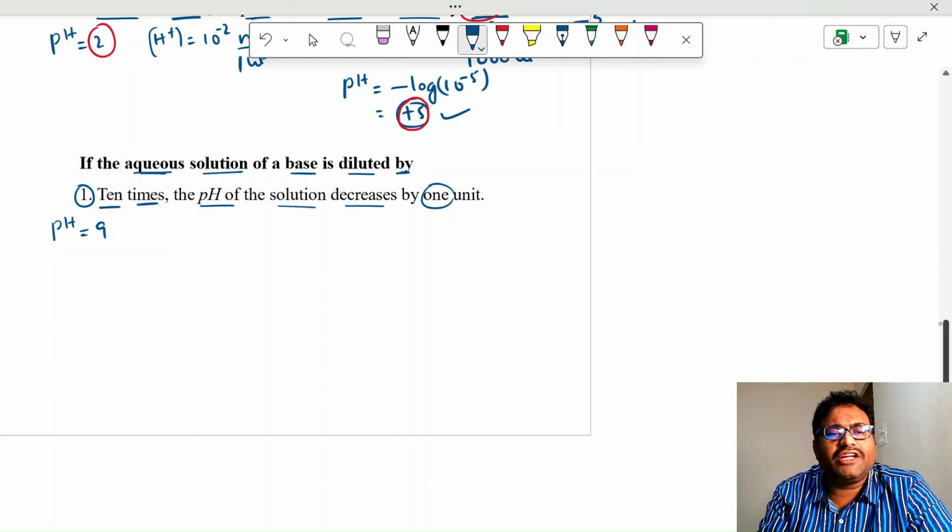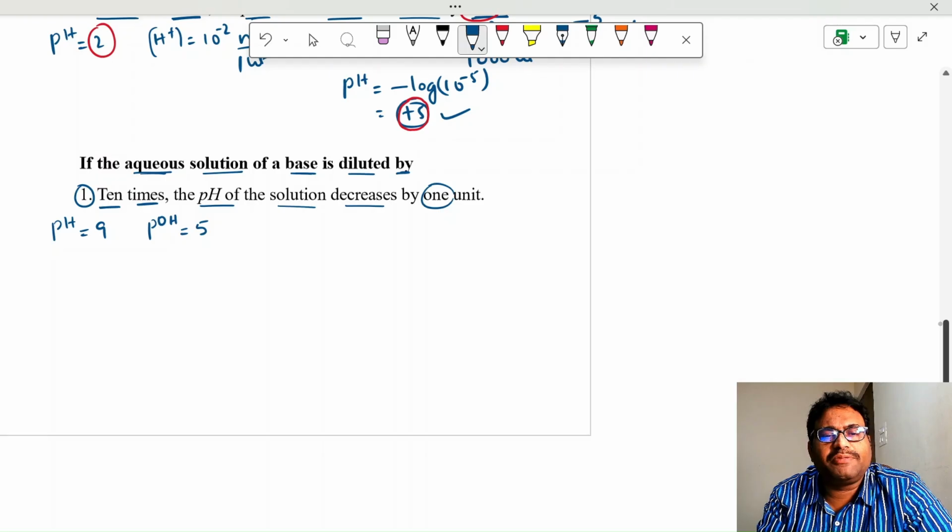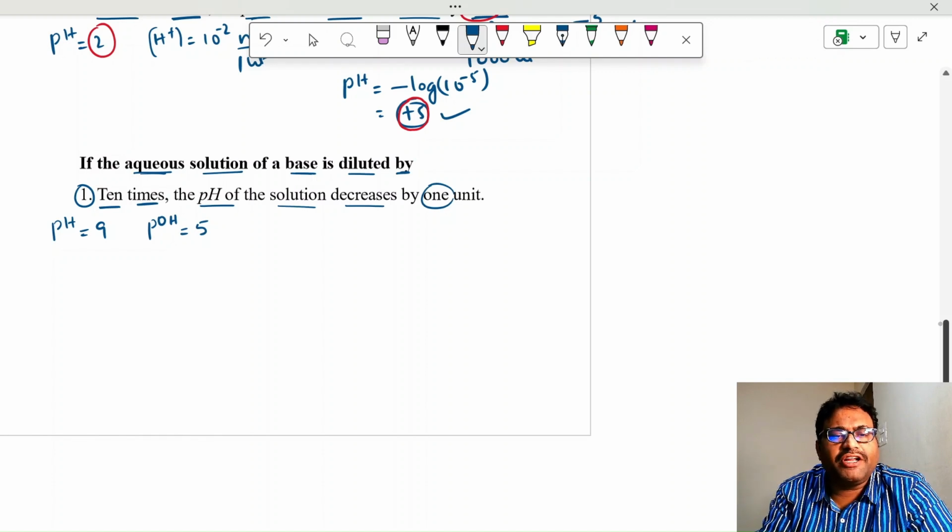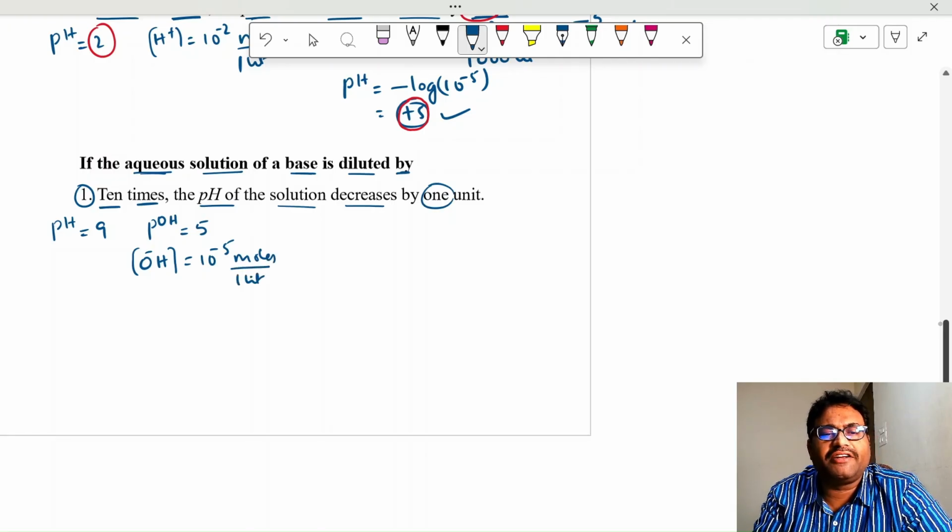For this solution, the corresponding pOH is equal to 5. Why is it 5? Because pH plus pOH at 25 degrees centigrade is equal to 14. 9 plus 5 is equal to what? 14. Then what is the corresponding OH minus concentration for this pOH equal to 5? That will be equal to 10 power minus 5 moles per 1 liter.